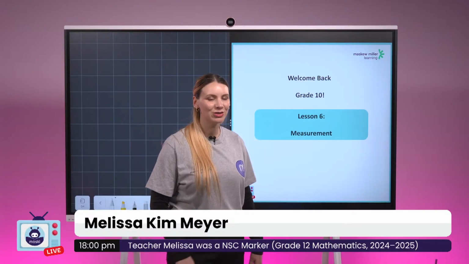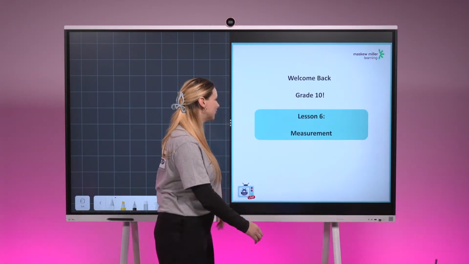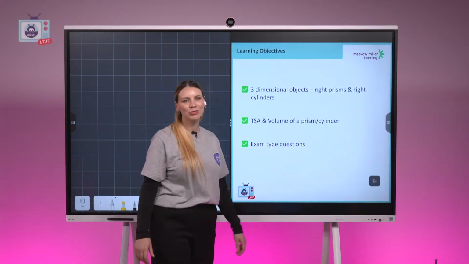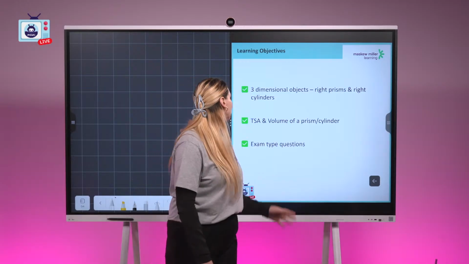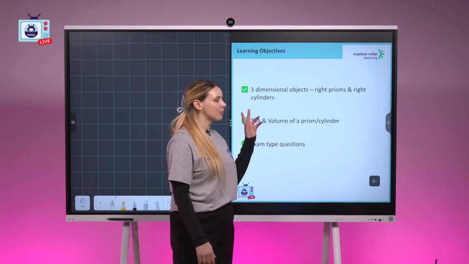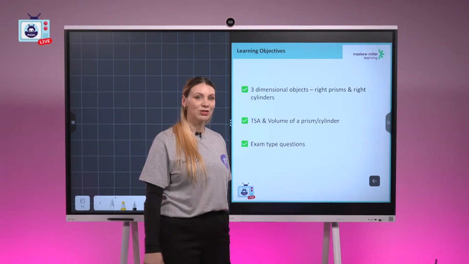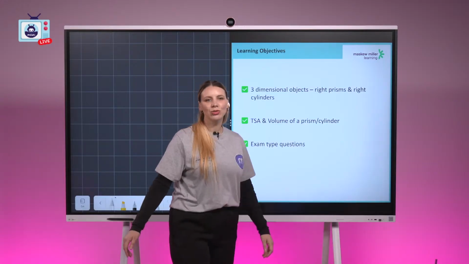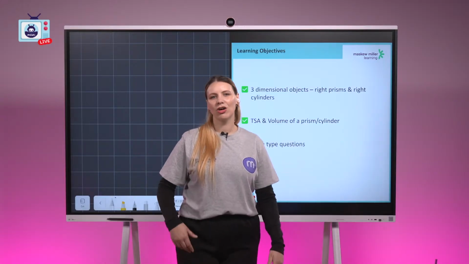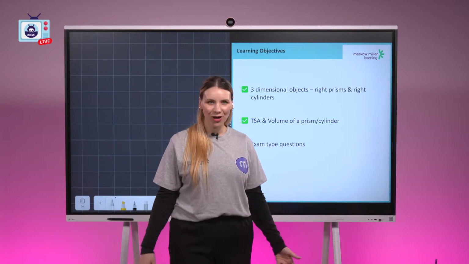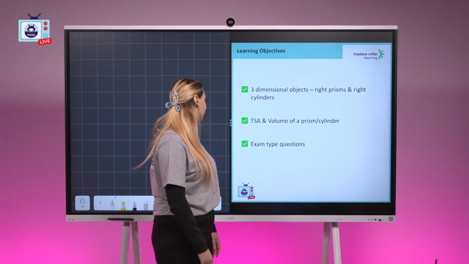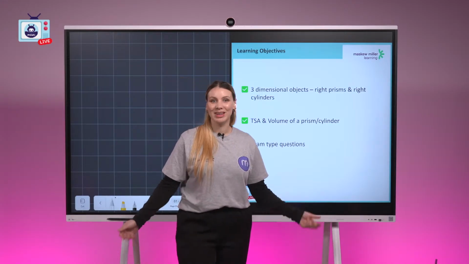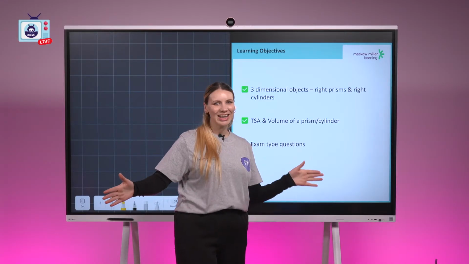We are going to be doing the topic of measurement today. Our lesson objectives for today are to go through some facts about three-dimensional objects, some right prisms and right cylinders as well. We're also going to do some calculations of total surface area and volume of right prisms as well as other 3D solids. We are also going to do some exam type questions. Are you ready? Let's go.